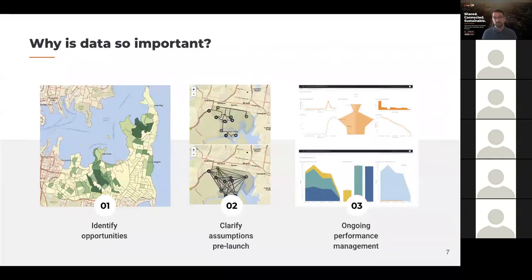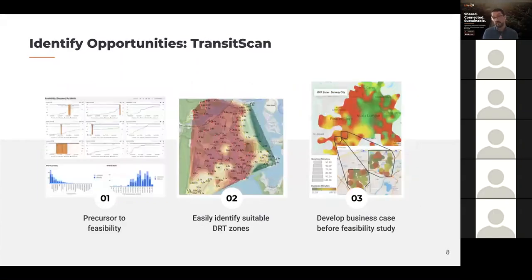Once we've identified those areas, we can move then into the second phase, into the more detailed design part. So we can start to run in-depth simulations to start answering questions about what DRT might look like for an area. How do we best design it to serve that community? And then also after launch, data is the vital component in the ongoing management, improvement and optimization of any service. And it's these 3 elements we're going to look at in more detail over on the next slides.